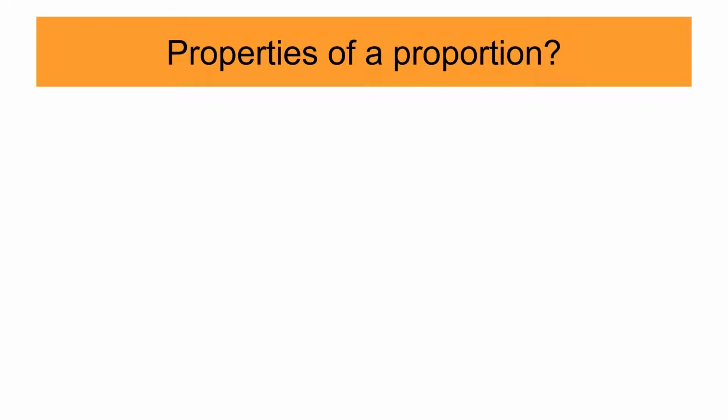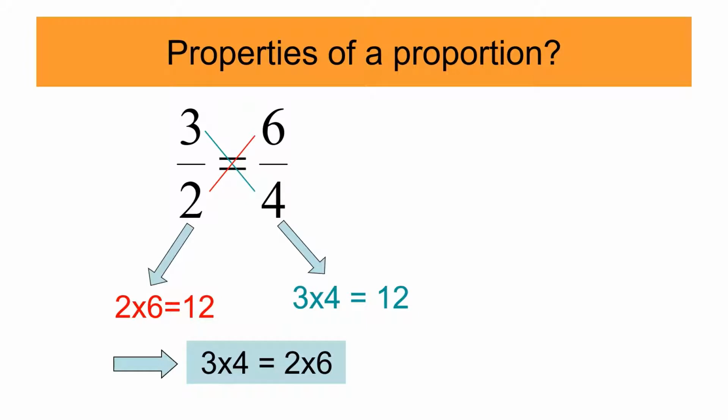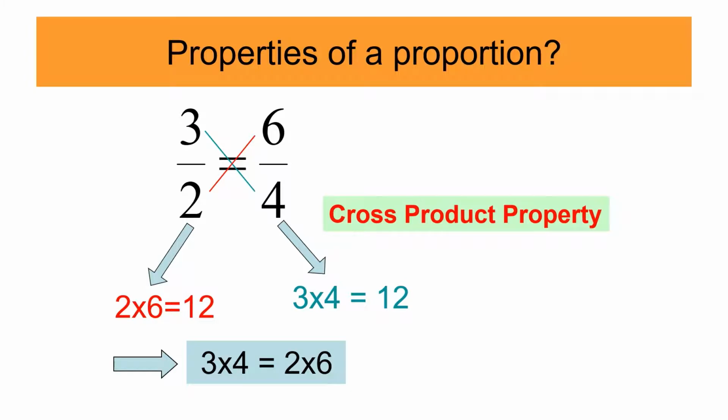Properties of proportion. For example, 3 by 2 is equal to 6 by 4. If we multiply 3 and 4, we get 12. Similarly, if we multiply 2 and 6, we get 12. So both sides are equal. So we can write 3 into 4 is equal to 2 into 6. This is called the cross product property.